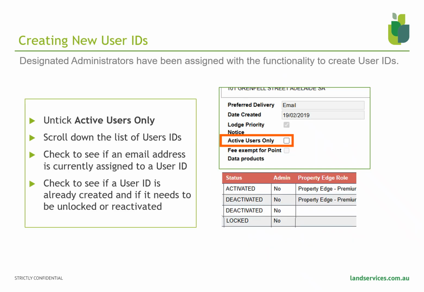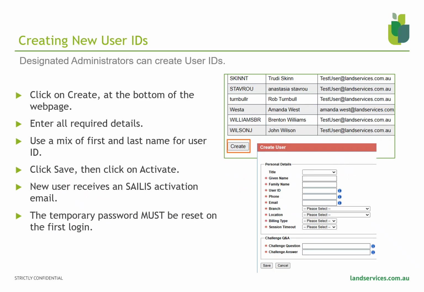Designated administrators can create user IDs. Before doing so, verify whether a user ID or email address already exists in the SAILIS account. To check, untick Active Only to display all users. If an existing user ID is locked or deactivated, you can reactivate and unlock it. Should you need to create a user ID, click on the Create button at the bottom of the page. A new window will open where you can enter the required details for the individual user.